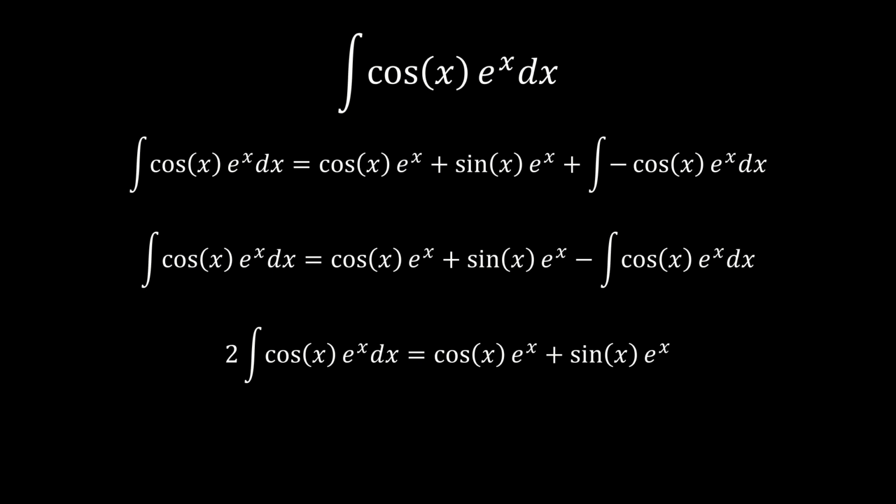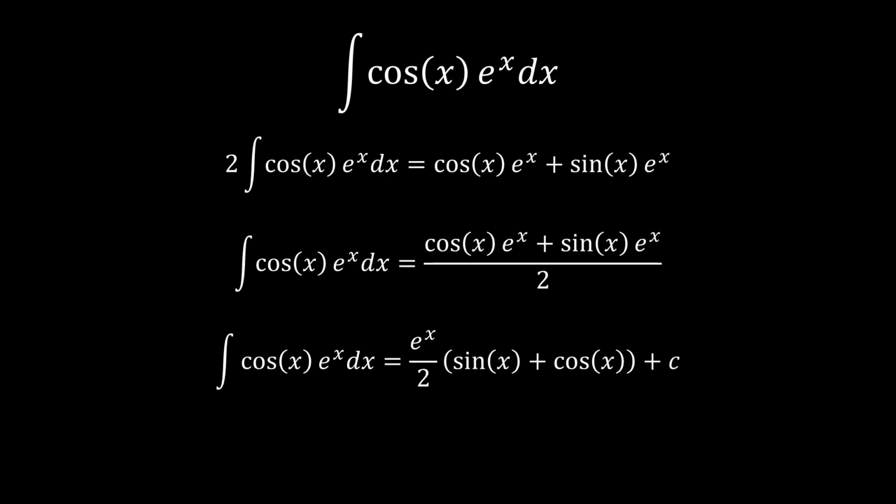That is just the same integrand as what we started with, so let's add that to the other side and combine like terms so that we instead have 2 times the integral of cosine x e^x dx equaling cosine of x e^x plus sine x e^x. Therefore, we can now divide both sides by 2 so that the integral of cosine x e^x is just cosine x e^x plus sine x e^x all over 2.